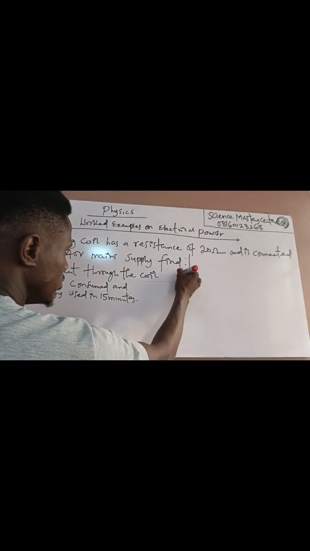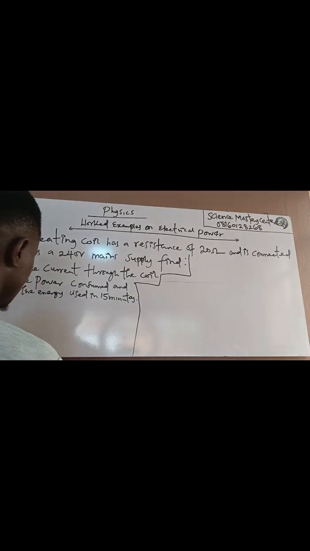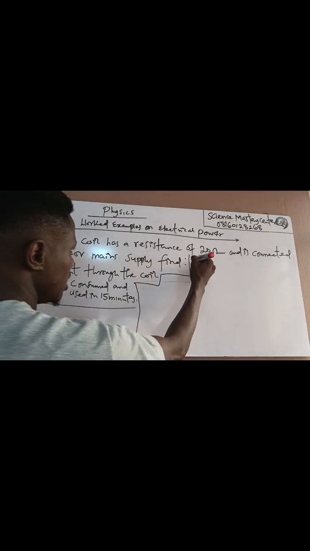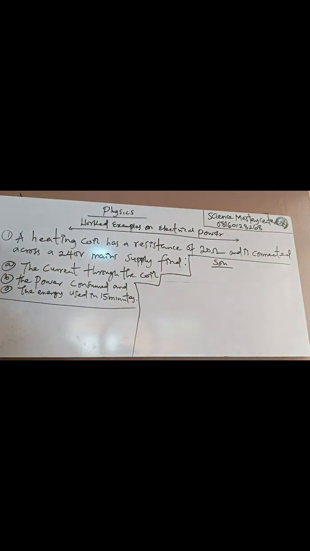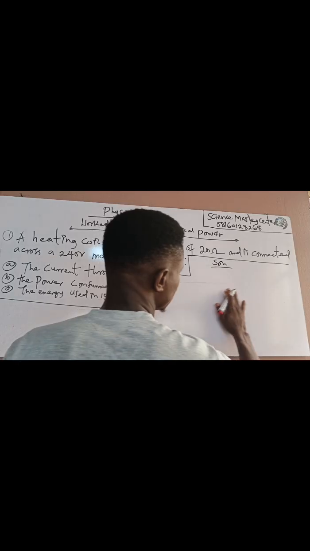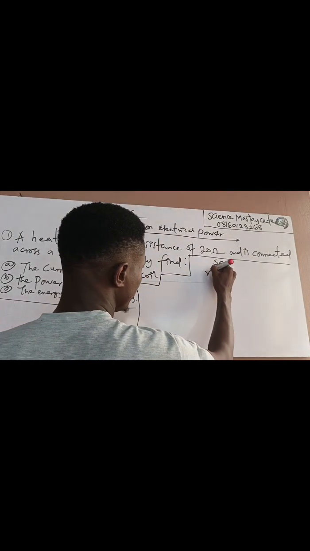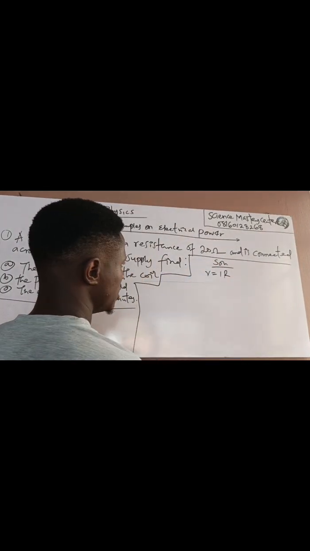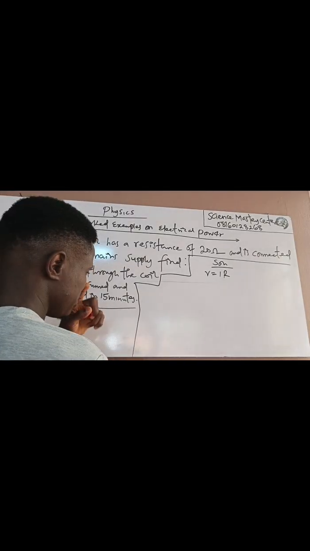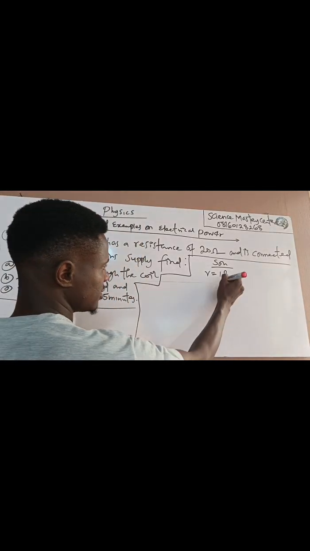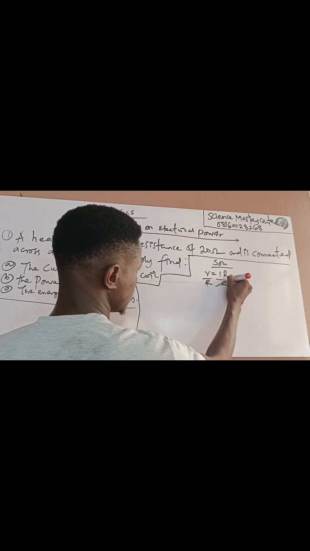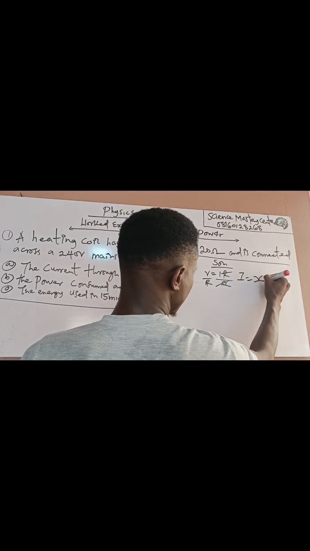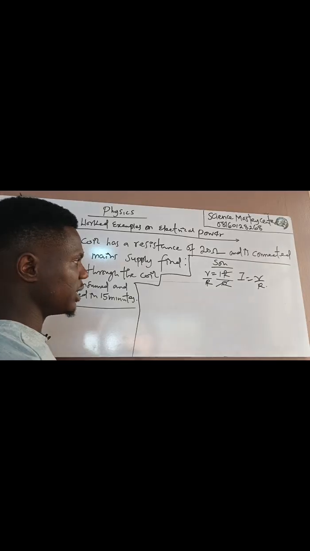So the first thing you do, let me divide this board so we can have a space for solution. Now you write your solution here. Now the first question says the current flowing through the coil. Remember when I was doing derivation from your Ohm's law, V equals IR, is that not so? So from here, I can find the current to be I equals V over R. That's the formula that I'm going to use.